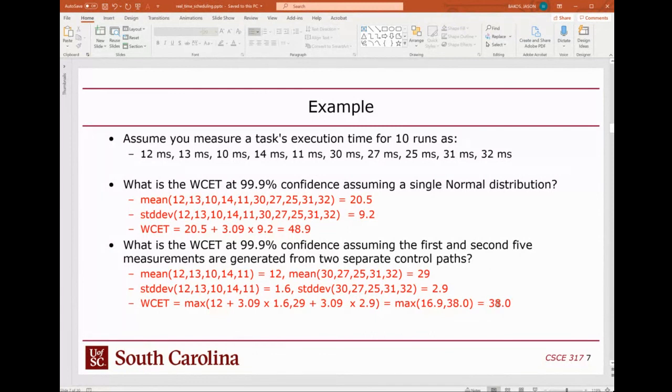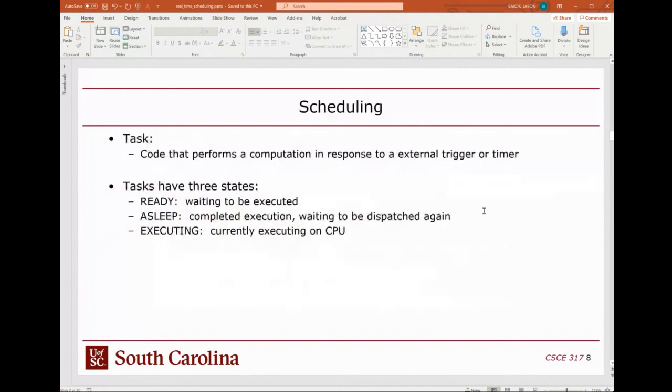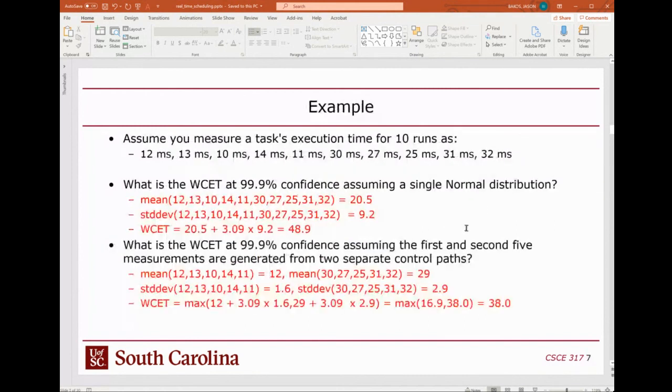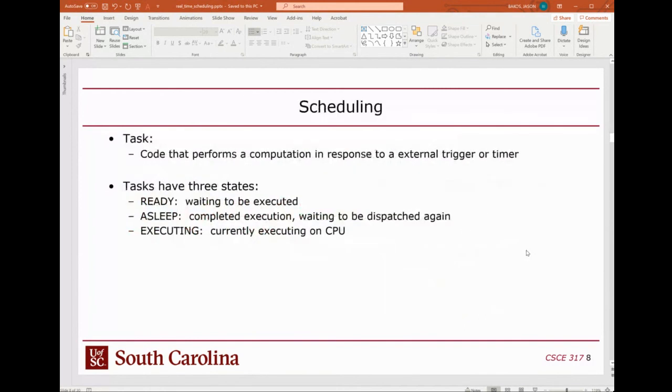So look at the huge difference. I mean, 38 versus 48. Just having a little bit of knowledge about how the task works, how the program works, you can get a much tighter execution time bound, which is nice. But you have to obviously understand, you have to know a little bit about how the task works. But that's an example of a way to estimate the worst case execution time.